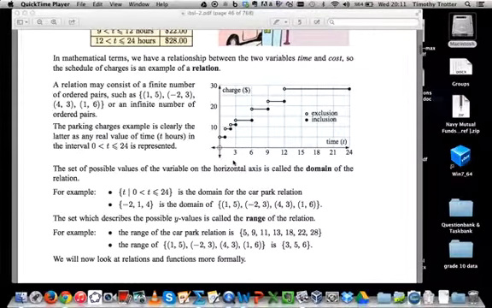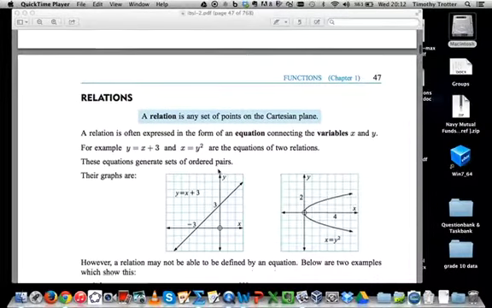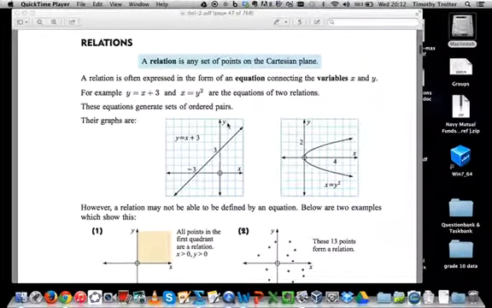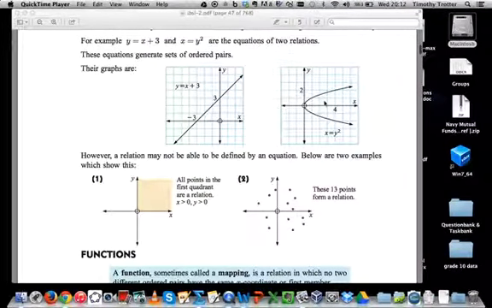Now, a relation can take on many forms. It can be merely a small set of points. It could be some crazy looking relation like this. And so relations can take on many forms. Here are some algebraic examples of relations. So you can have something that looks like this or something that looks like this, but there are two variables involved and we want to know how they are related to each other. That is a relation.